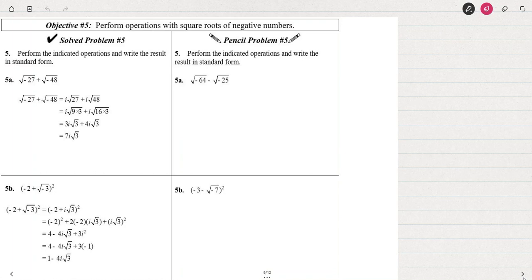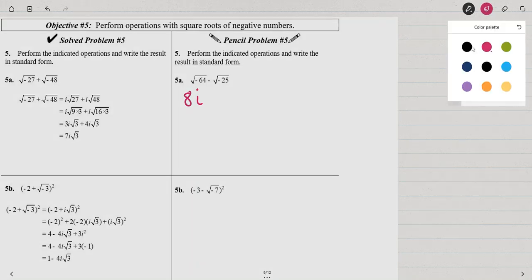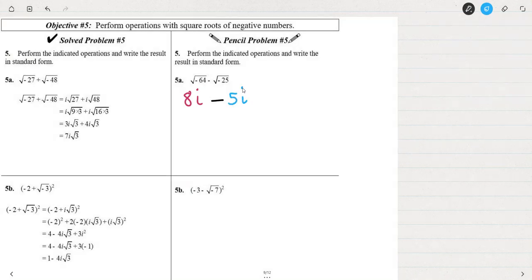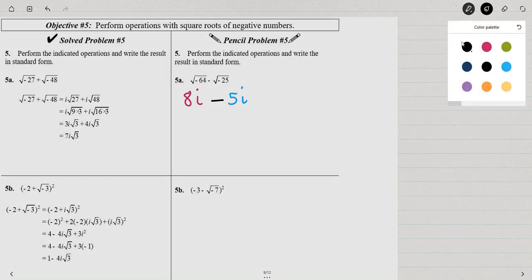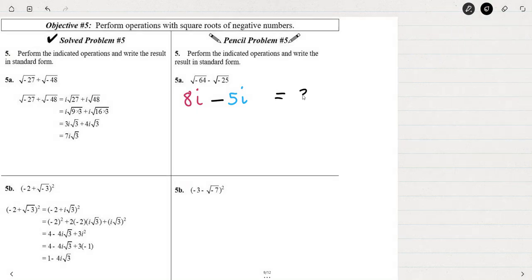Are you ready for a step up? We could perform some operations on these numbers. So now we're going to simplify the radical and then combine them. When I do the square root of negative 64, you might recognize that 64 is a perfect square. 8 times 8 is 64. And then the square root of negative 1 is i. And I'm going to subtract the square root of negative 25, which is 5i. So 8i minus 5i. 8 minus 5 is 3. So you guessed it, 3i.